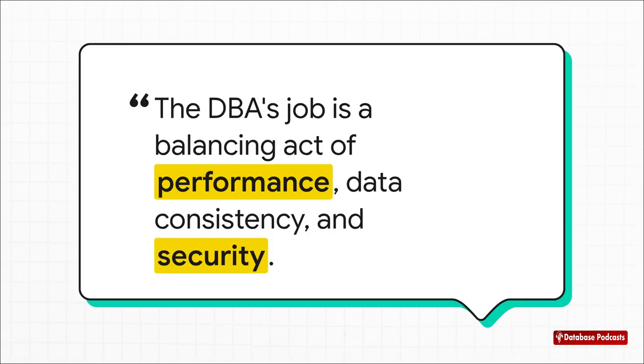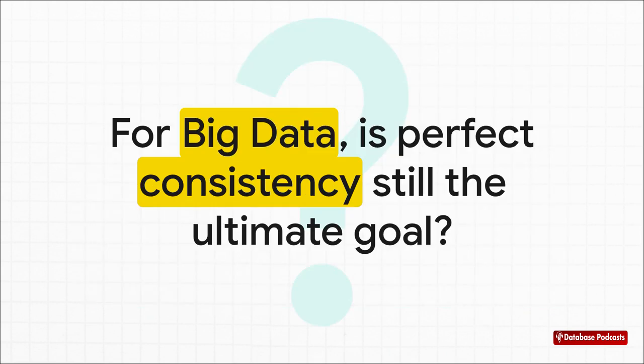So at the end of the day, what this all really comes down to is a complex balancing act. Everything we've talked about, concurrency, locking, ACID properties, security, they're all like knobs that the DBA has to constantly tune. If you crank up the performance knob too high, you might risk consistency. If you over-index on security, you might slow everything down. It's a perpetual trade-off. And that really brings us to a final, and I think provocative thought.